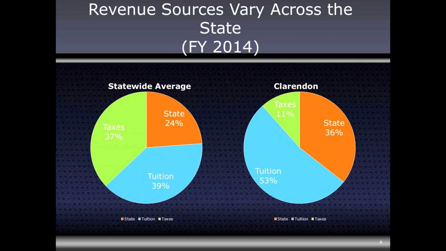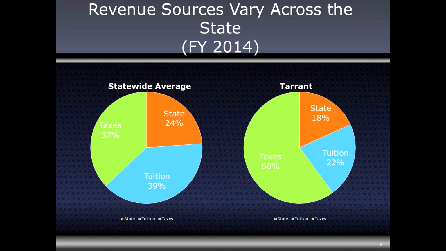So the great thing about community colleges is the variety of community colleges, but there's a huge variety of resources, even though we all have these three funding sources. And this is Clarendon, which again is a small college, with an enrollment of around 1,200 students. And again, you can see even a lot less reliance on property taxes. They have a very small tax base, but you can see how important the tuition and fees are.